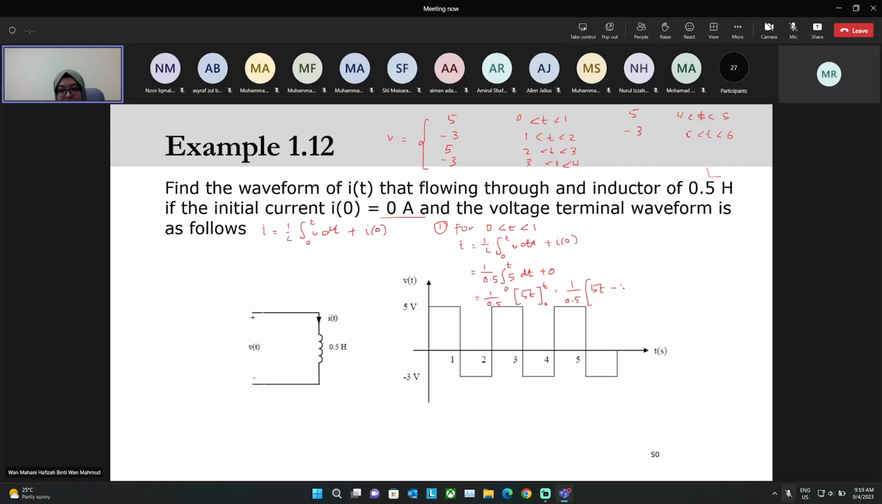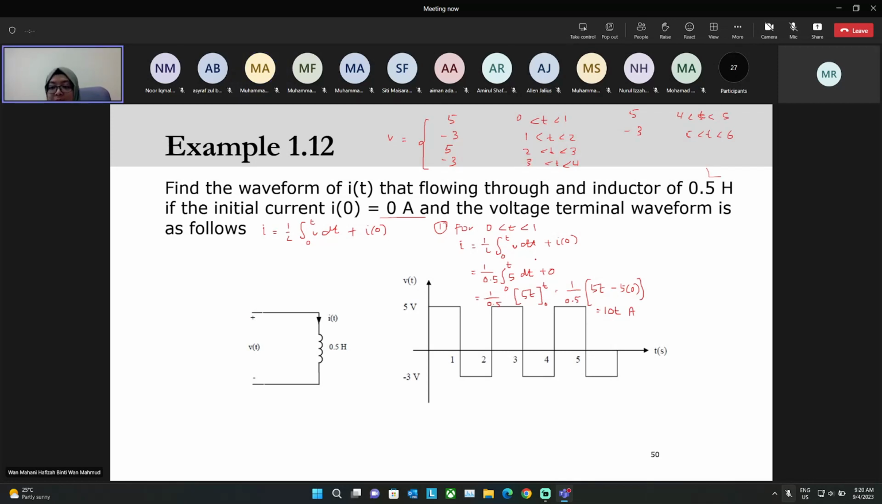Dan lagi satu. 5 darab 0. Ganti dengan 0. T tu ganti dengan 0. So 5 bahagi dengan 0.5. Dapat berapa 5 bahagi 0.5? 10. 5 bahagi 1/2. So 10 lah. So sini jawapan dia 10t lah kan. 5t bahagi dengan 0.5. Kat sini dah cancel out lah. 5 darab 0. 10t right? 10t ampere. Betul? Betul.